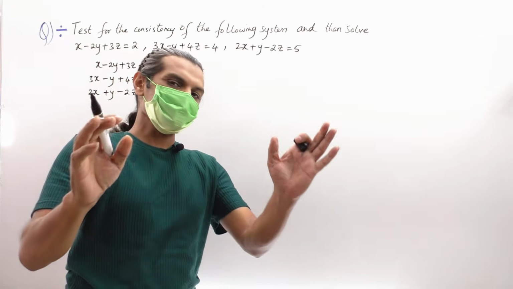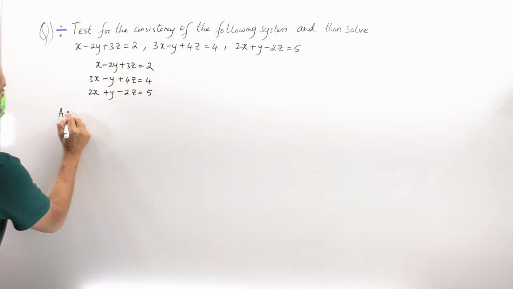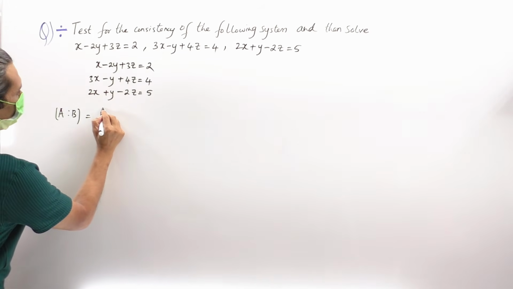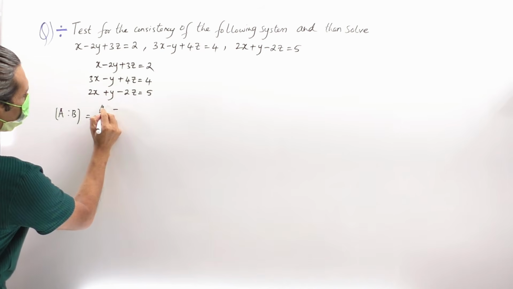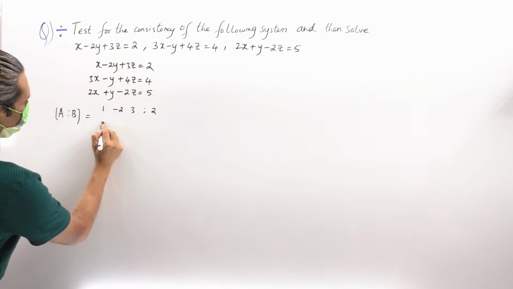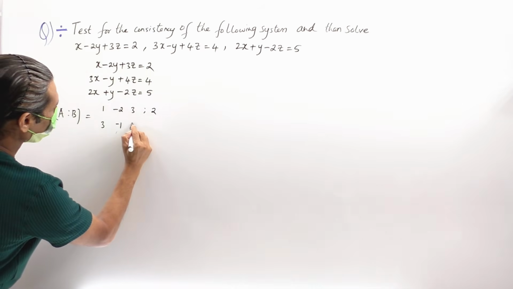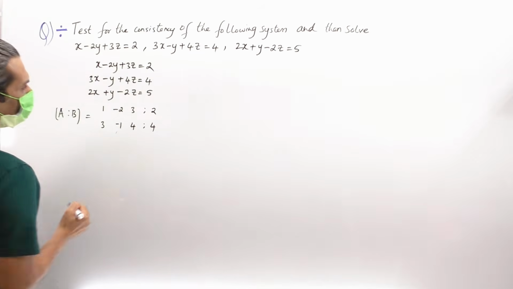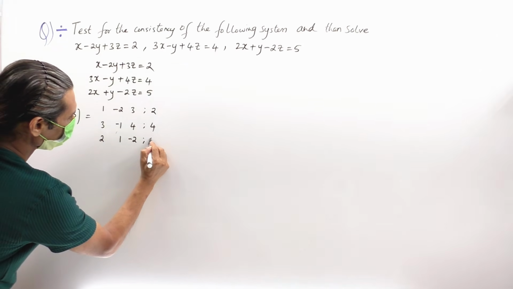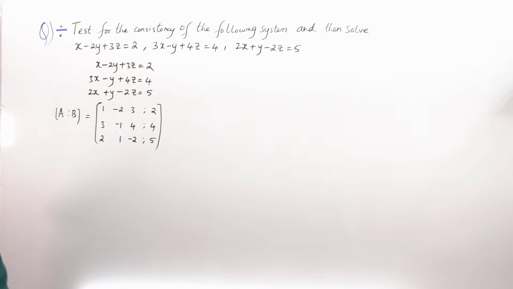So first step, what do we do? We write the augmented matrix, that is, let's take it as [A:B] equals: 1, minus 2, 3, semicolon 2; then 3, minus 1, 4 and 4; and then 2, 1, minus 2 and 5. So this is the augmented matrix. Perfect.